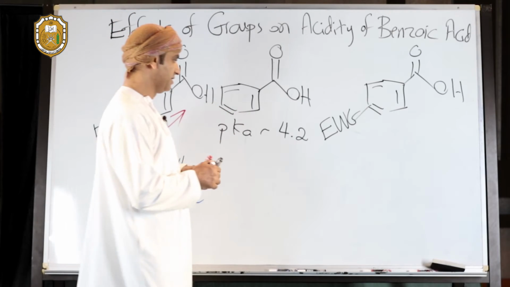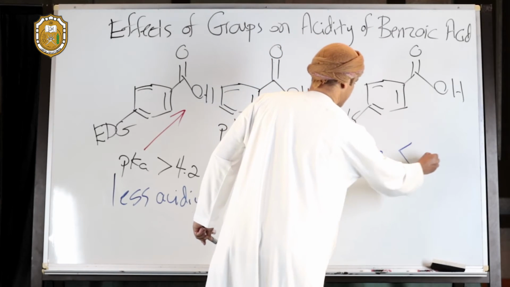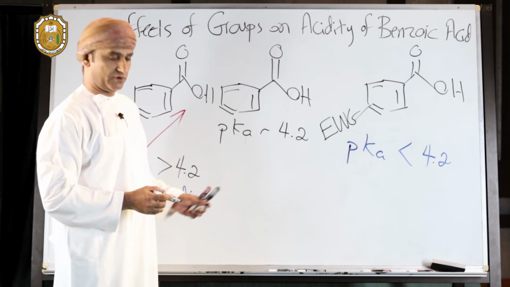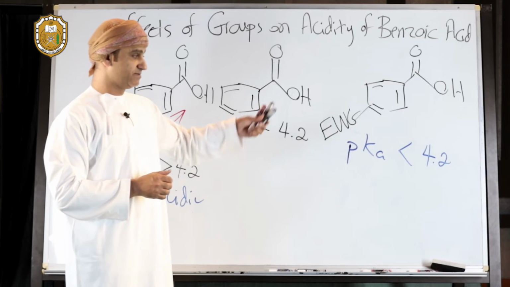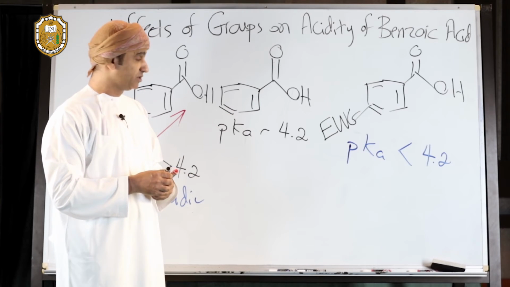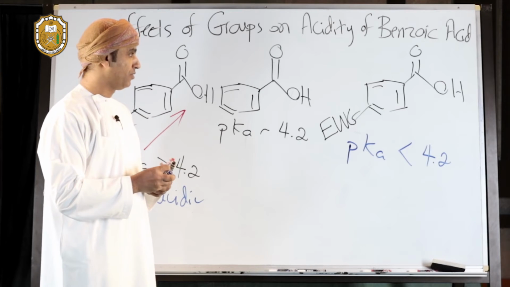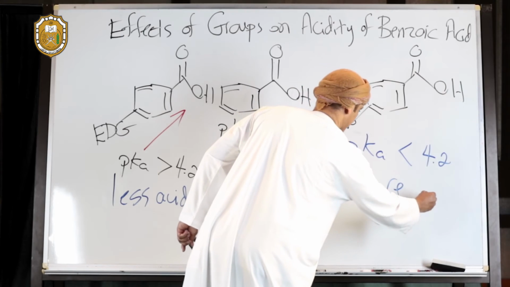The pKa should therefore be less than 4.2, which is the pKa value for unsubstituted benzoic acid. So these benzoic acids, again, which are substituted with electron-withdrawing groups, are actually more acidic than benzoic acid itself.